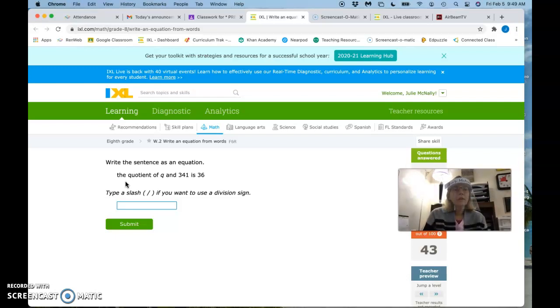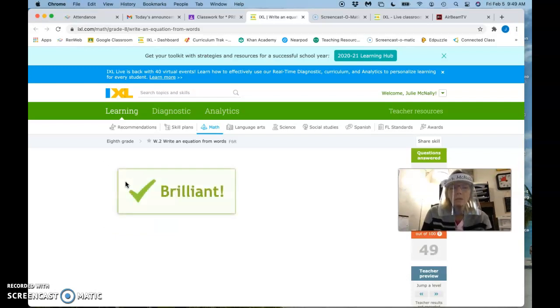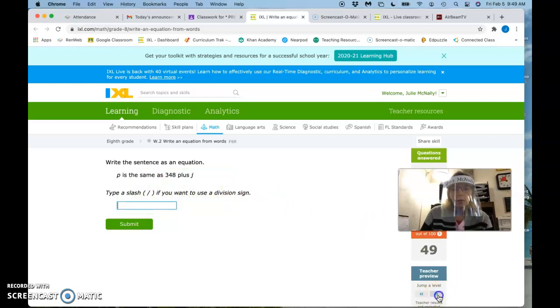Quotient of Q and 341 is 36. Quotient means what? Division. Good. So if I want to have the quotient of Q and 341, what do I write? Q divided by 341 equals 36. Okay, good. And it says right there, type a slash if you want to use division. So Q slash 341 equals 36.